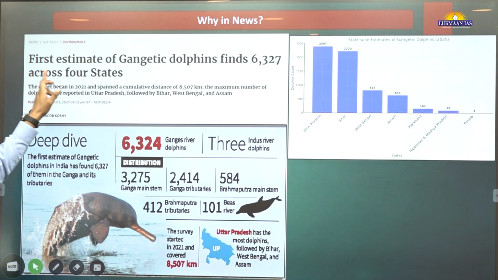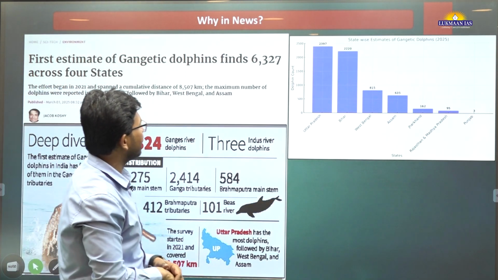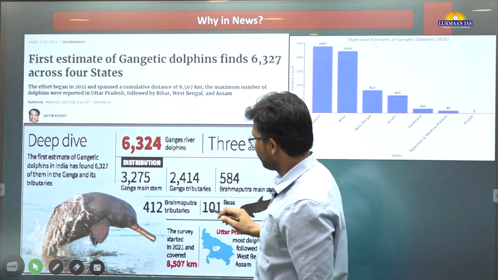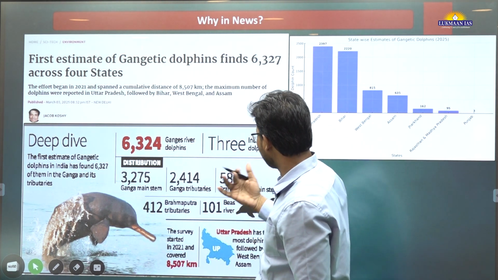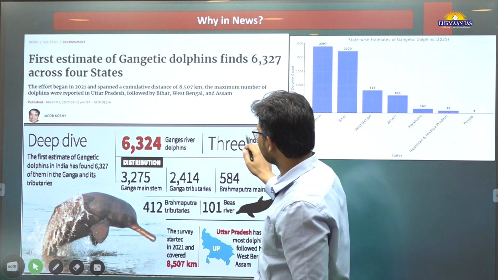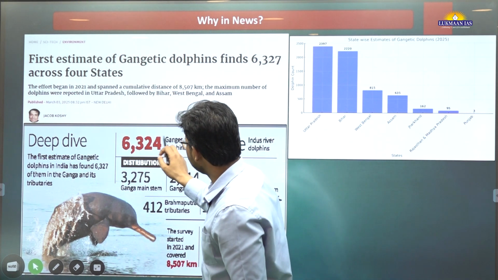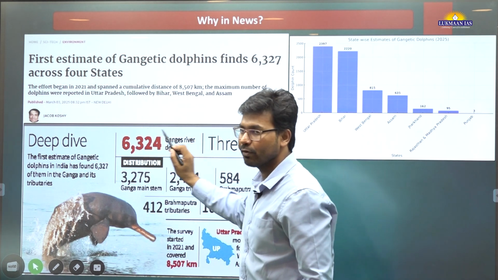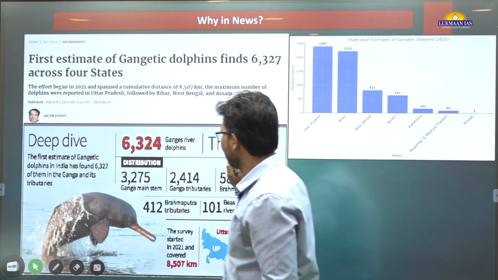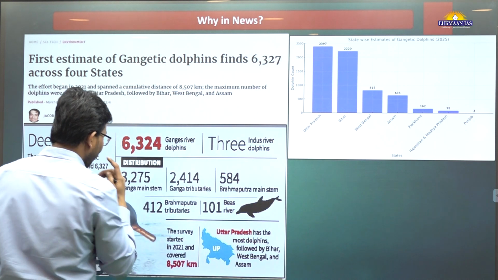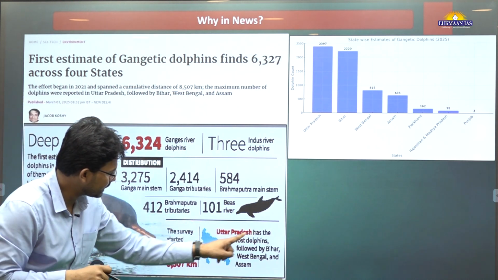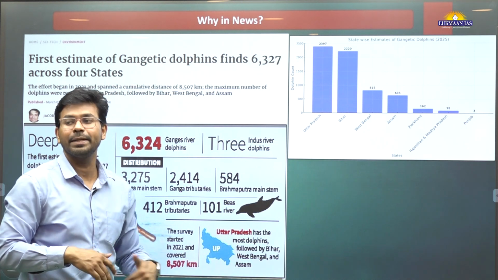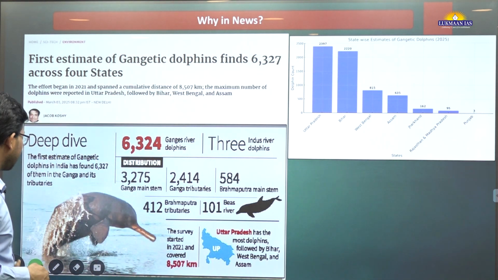It says the first estimate of Gangetic dolphin finds 6,327 across 4 states. So in 4 states we have found these. 3 Indus River dolphins have been found, and these many Gangetic dolphins. So more Gangetic dolphins, fewer Indus dolphins. They are found in 4 states in the country. Uttar Pradesh has the most dolphins, followed by Bihar, West Bengal and Assam. Assam means the Brahmaputra river.